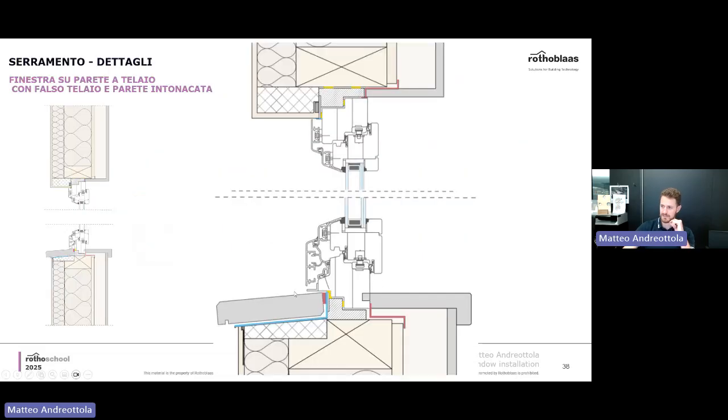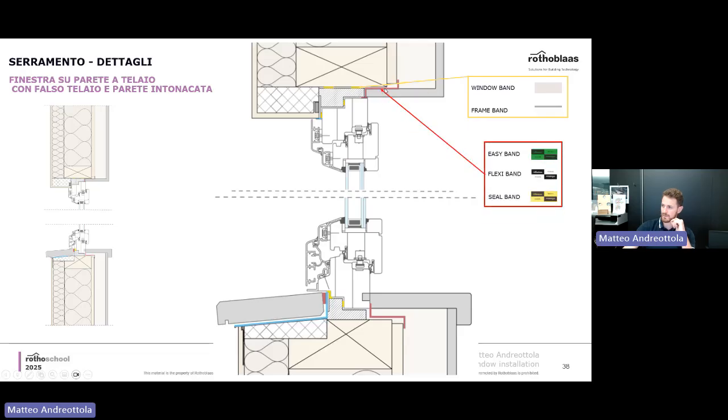So you see, let's zoom in a little bit more on this detail right here. On the inside, you have the tape, which is connecting the OSB to the window. So in this case, you have continuity, everything works. You see that in this case, you have two expand bands, the ones in yellow, and window band or frame band or expand band, they're all okay. For the red ones, you can use anything for air tightness. You see seal band, flexi band, or even easy band.